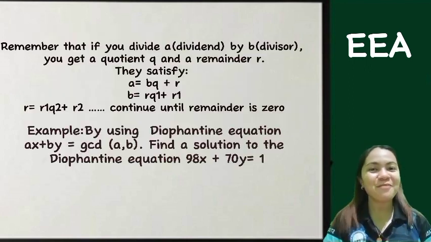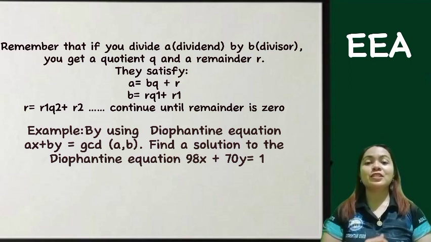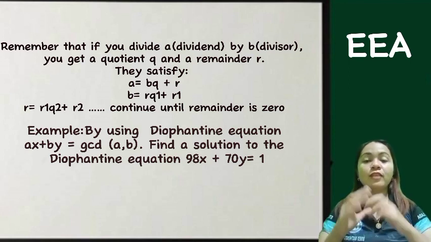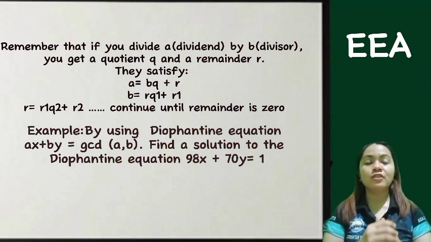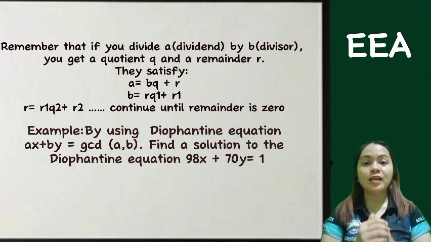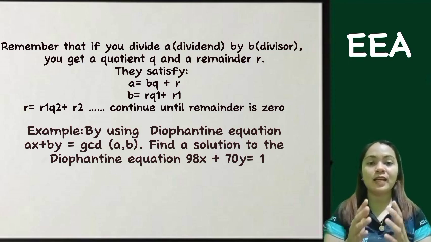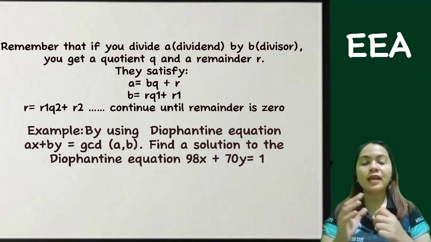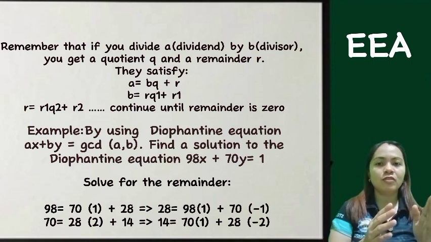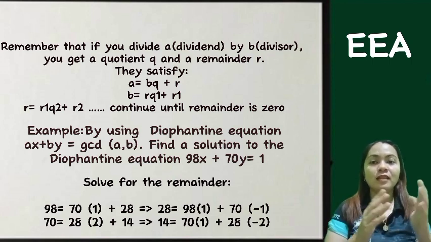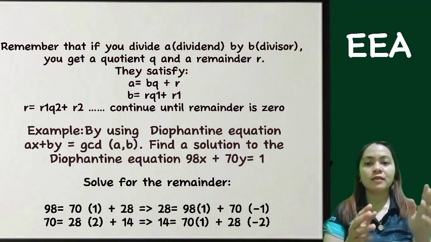So, let's have an example. We already got the GCD, which is 14. Now we move on to the extended Euclidean algorithm. Sometimes it is difficult to understand if we go straight to the extended Euclidean algorithm, so what we do is solve for the remainder. Let me illustrate. 98 is equal to 70 times 1 plus 28. We rewrite it as 28 equals 98 times 1 plus 70 times negative 1.